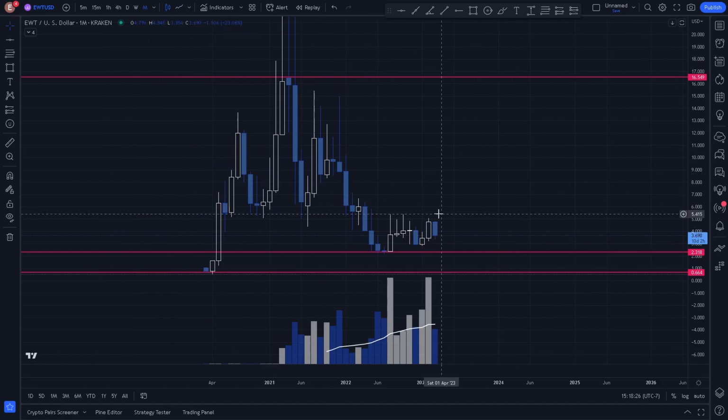Now, we also notice a key level right here. So we can go ahead and plot it, as we notice multiple reactions acting as support and resistance. Now, let's go ahead and hop to the weekly.